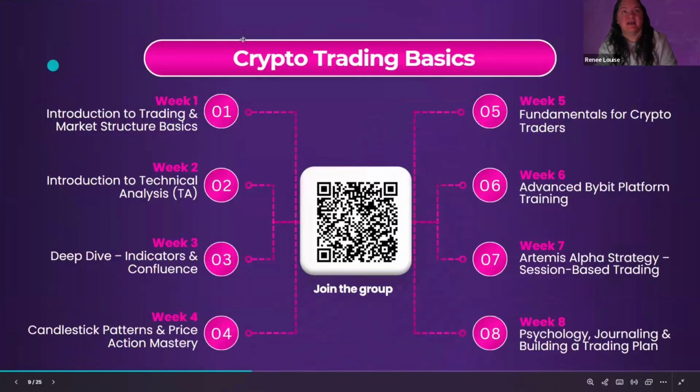Just to give you a little bit of a rundown of where we are. Week 3: indicators and confluence, this is where we are. And then next week, we're going to go another step further and look into candlesticks.